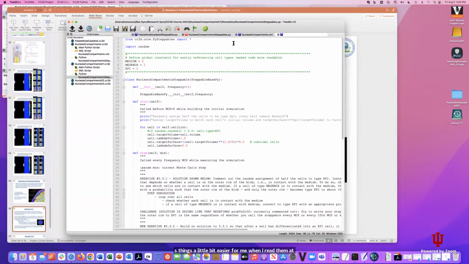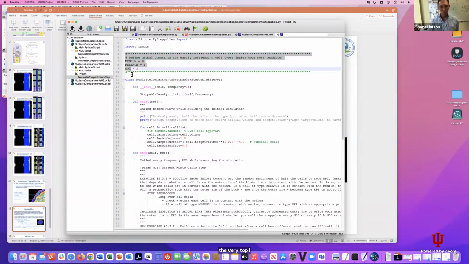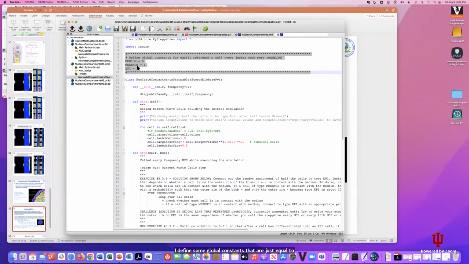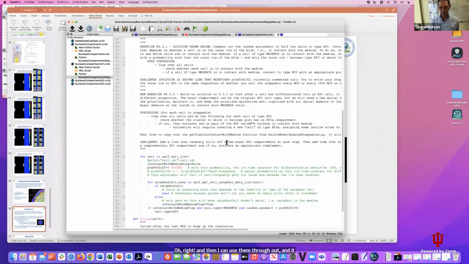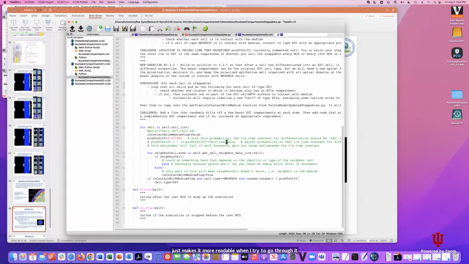At the very top, I define some global constants that are just equal to the cell type numbers. And then I can use them throughout. It just makes it more readable when I try to go through it. Interesting. Great hack. I'm learning a lot.